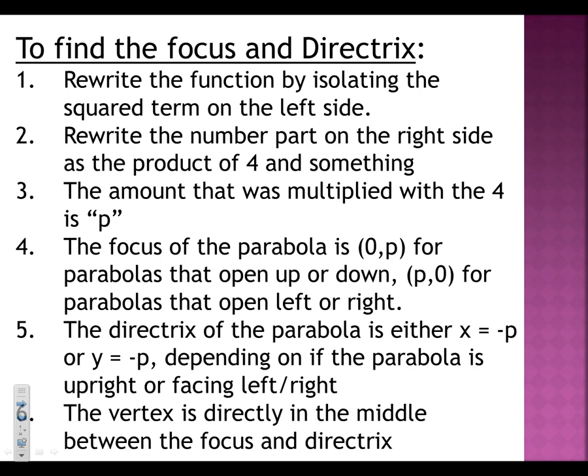The focus of the parabola, I'm on step 4 now, the focus of the parabola is (0, p) for parabolas that open up or down. It's going to be (p, 0) for parabolas that open left or right. The directrix of the parabola is either x equals negative p or y equals negative p, depending on if the parabola is upright or facing left or right. We just talked about that on the previous slide. The vertex is directly in the middle between the focus and directrix. So the things I was talking about with the last slide, and what I was talking about with you looking at page 330 in the book, all of that is summarized on this slide.